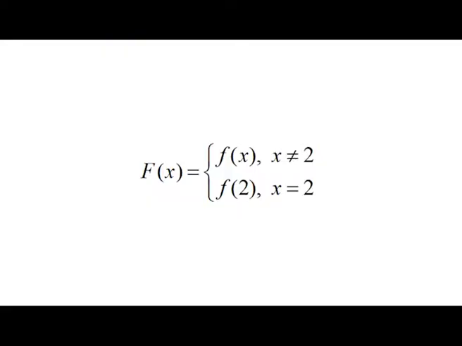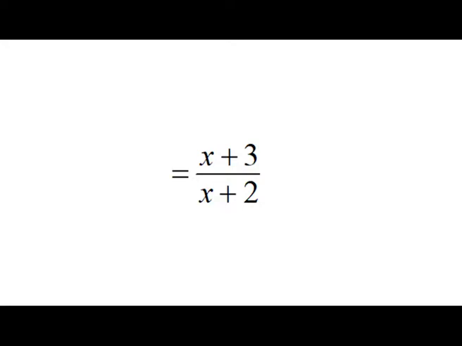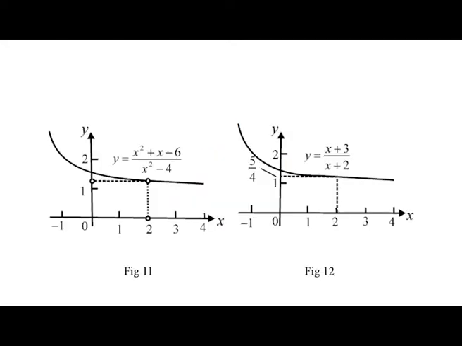We remove the discontinuity by redefining f, denoting the new f in uppercase letter, as follows. F of x equal to f of x if x not equal to 2, f of 2 if x equal to 2, equal to (x plus 3) upon (x plus 2). Graph of f and its continuous extension F are shown in figure 11 and 12 respectively. The continuous extension F has the same graph except with no hole at ordered pair (2, 5 upon 4). F is called the continuous extension of f to x equal to c.